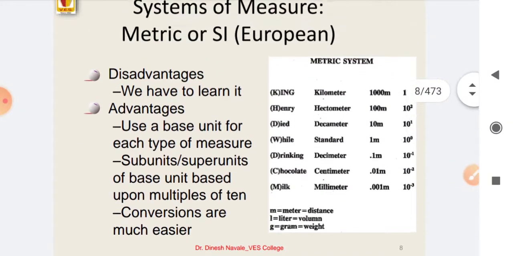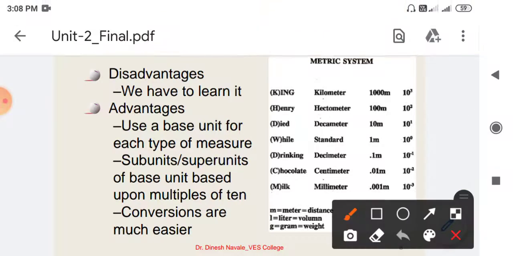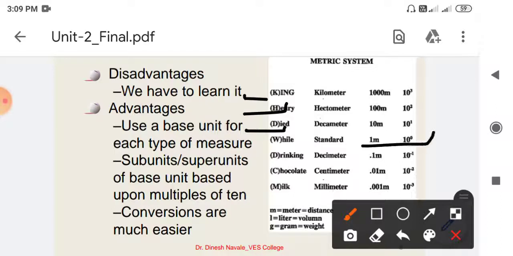So here we are seeing the various examples for the metric system. So it is kilometer. Okay, higher metric units are shown here. So kilometer is there, then hectometer, that is 10 raised to 2, then decameter, that is 10 raised to 1, then the standard, that is the base unit. For the meter system, the base unit is 1 meter, that is 10 raised to 0. Okay, so here we are seeing that the higher units or the lower units are multiples of ten.